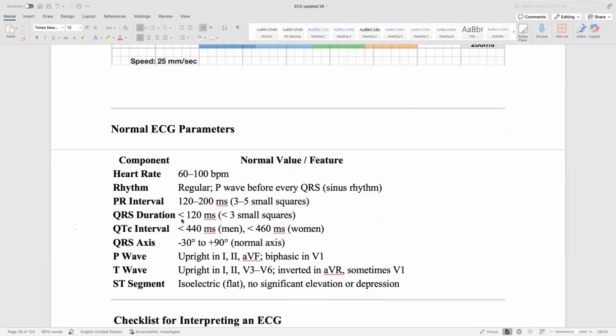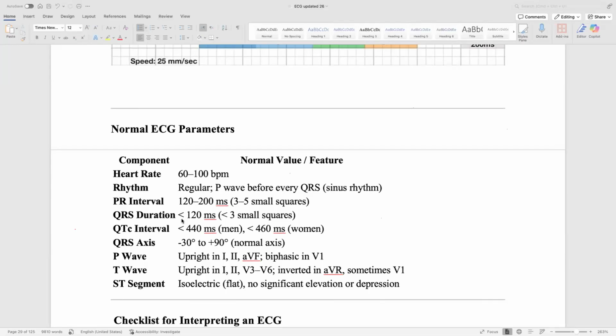First degree heart block. Prolonged PR interval is mostly first degree heart block. Okay, if it is shorter, less than 3 squares, what will we call that? Sinus tachycardia? No, it is a short PR interval. A prolonged PR interval is a first degree heart block.